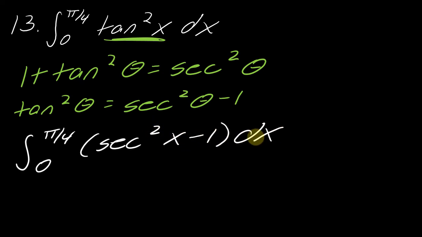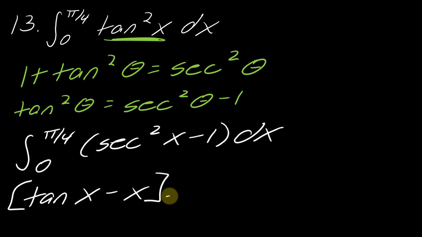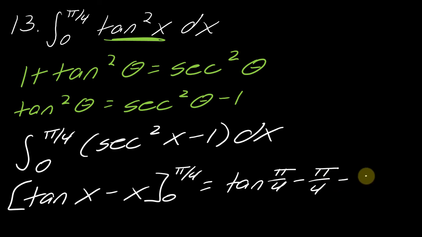This I can totally integrate, right? The antiderivative of secant squared is tangent. So it'll be this minus x. And then I just need to evaluate this from pi over 4 to 0. So this will just end up being tangent of pi over 4 minus pi over 4, and then the rest of that will just be minus 0. So this comes out to 1 minus pi over 4. So that would be your answer.